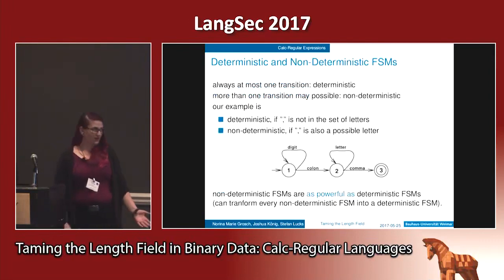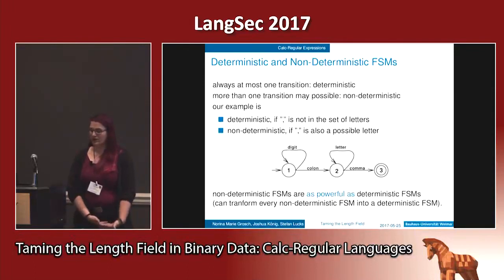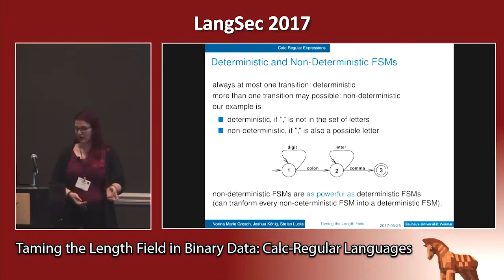So there are 2 different kinds of finite state machines, deterministic and non-deterministic. An FSM is deterministic if there is at most one possible transition to take at a time for one symbol. If there are more than one, it is non-deterministic. So our example would be deterministic if the set of the letters doesn't contain the comma, but if it does, it would be non-deterministic. But non-determinism and determinism are in this case equivalent, so we can transform non-determinism to determinism easily.